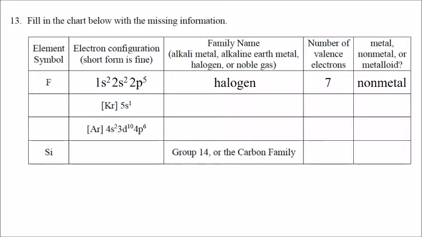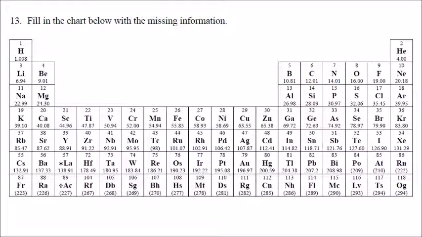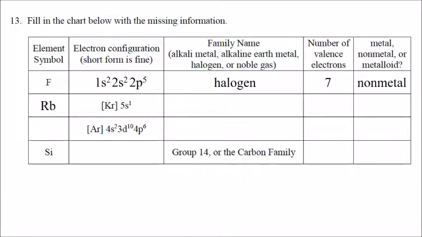The next element, we don't know the symbol, but we know it's got krypton 5s1. So on the periodic table, krypton has 36 electrons. This element has one more than krypton, so it must be rubidium with 37 electrons, and its configuration is krypton 5s1. So Rb is the symbol for this element. It is a member of the alkali metal family. It is in group 1 and has one valence electron, and it's a metal.